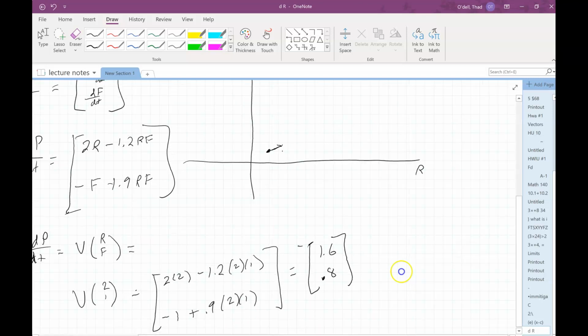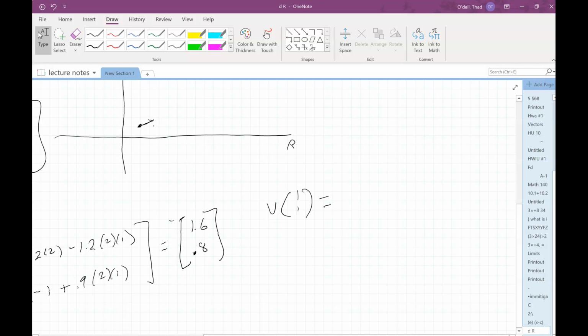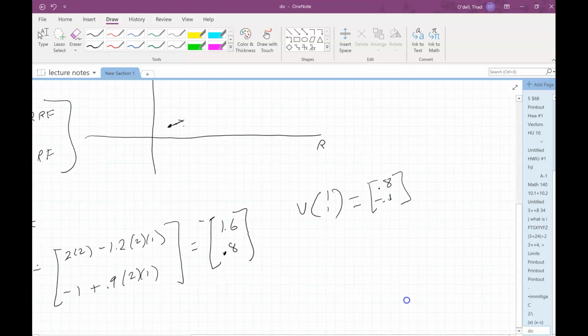So then we could calculate another one, like for example, what's the vector evaluated at (1, 1). If we again plug it into the same formula, we would get the vector 0.8 and negative 0.1. That's interesting. We're not that far away. We're over here at (1, 1), and the vector is very different, isn't it? So at that point, we're going 0.8 in the rabbit direction, but negative 0.1 in the fox direction, so you can see right about there.